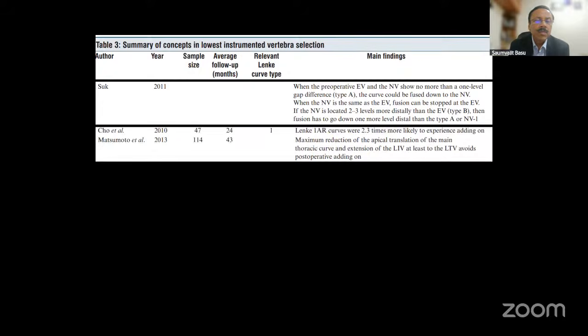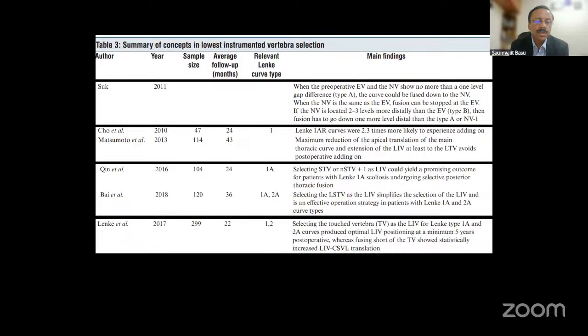By this time, the Lenke 1AR, Firoz Miyanji's classification, came out in 2008, becoming Lenke 1AR and 1AL, which I'll show you in a slide below. So he could show that Lenke 1AR curves, that means the curves in which L4 was tilted to the right, were 2.3 times more likely to experience adding on. And Matsumoto shows that the maximum reduction of the apical translation of the main thoracic curve, and an extension of the LIV to the last touched vertebra, avoids postoperative adding on.